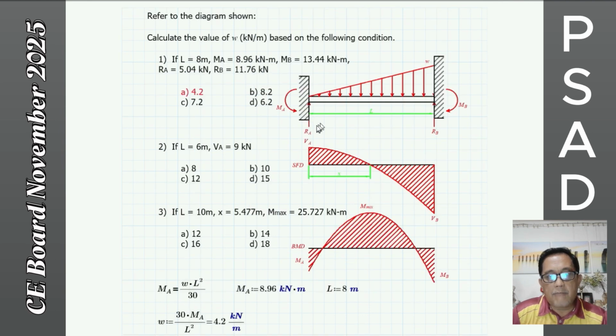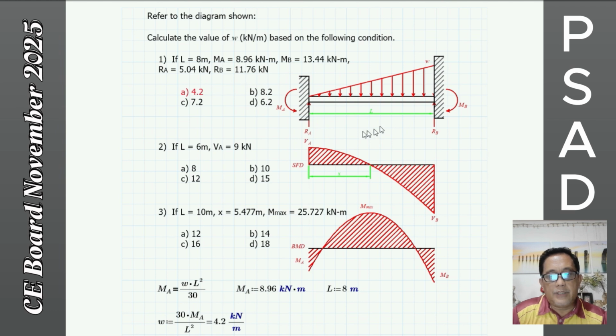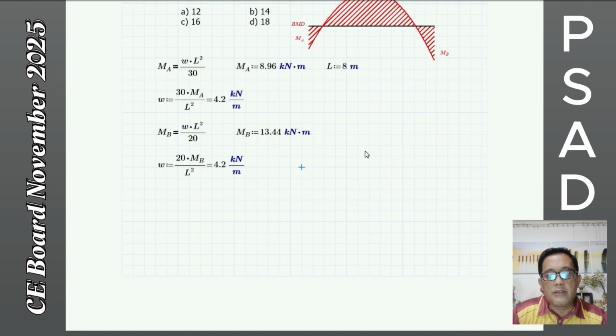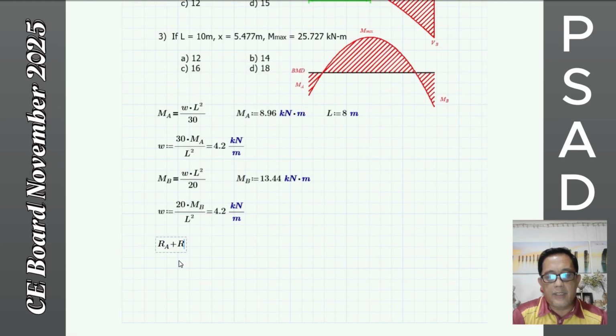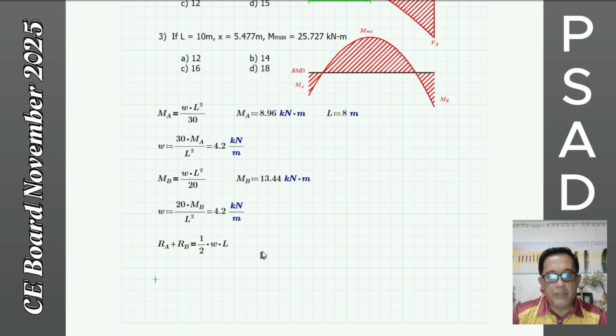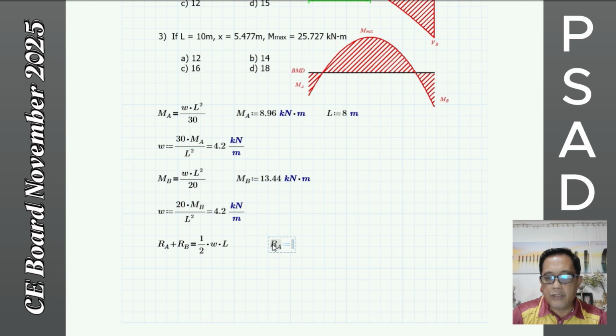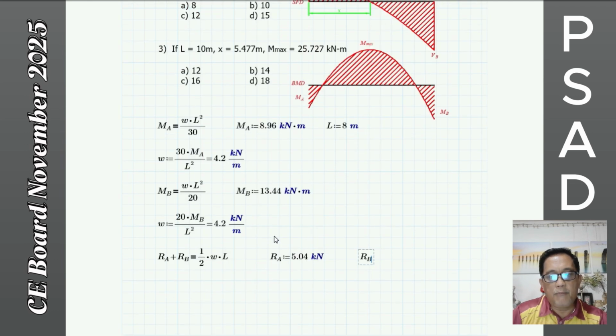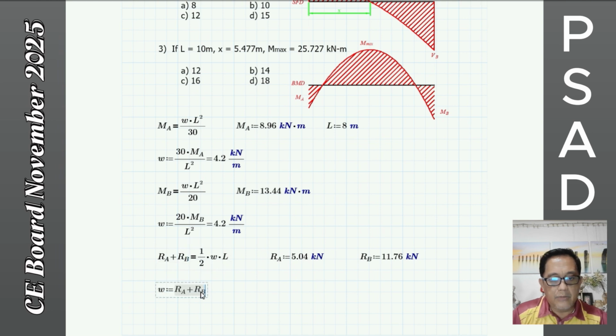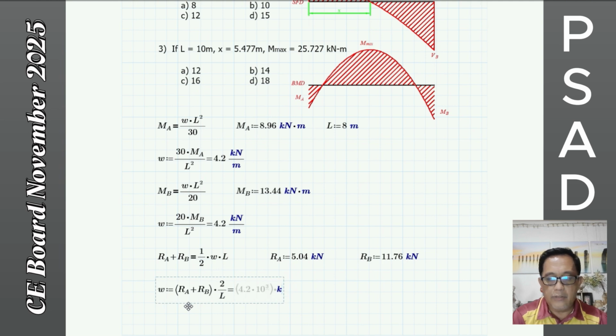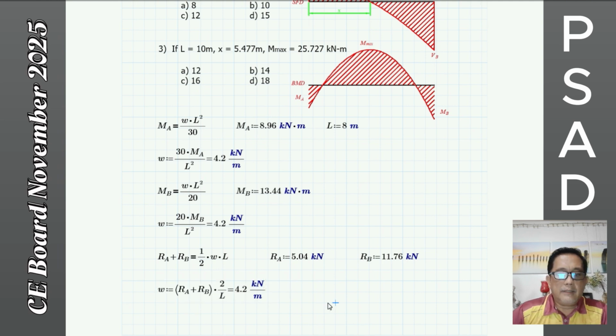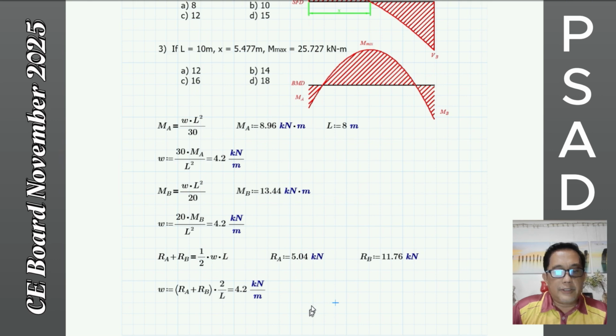Another solution would be to sum up vertical forces because we're given RA and RB, and the sum of RA plus RB should be equal to the area of this triangular load. So R sub A plus R sub B should be equal to 1/2 times W times L. We're given R sub A equals 5.04 kilonewtons and R sub B is 11.76 kilonewtons. So W is this sum times 2 divided by L, in kilonewton per meter. You still get 4.2 kilonewton per meter for your answer. Okay, so that's number 1.